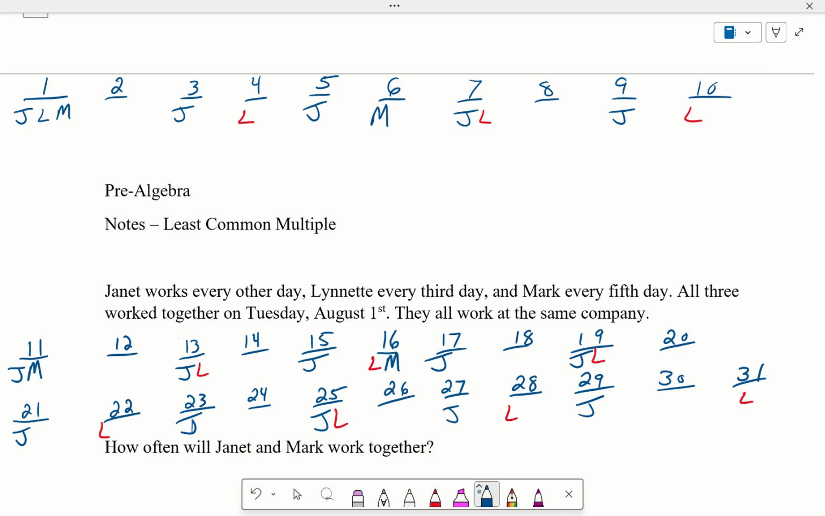1, 2, 3, 4, 5. You worked on the 21st. 1, 2, 3, 4, 5. You worked on the 26th. 1, 2, 3, 4, 5. He worked on the 31st.